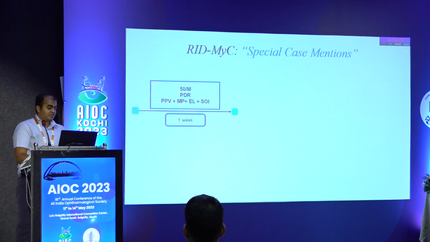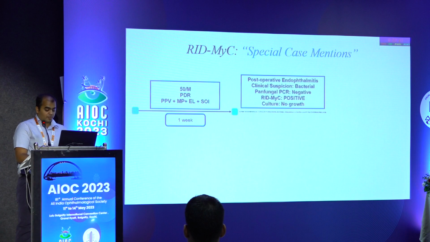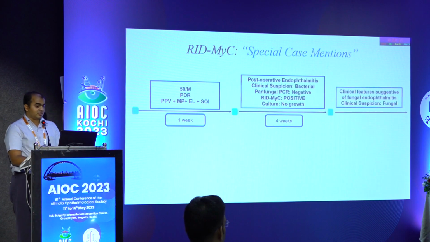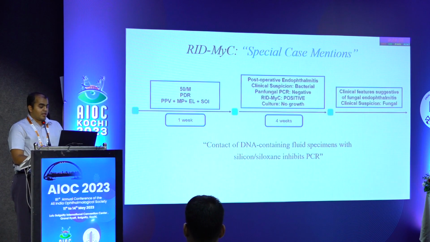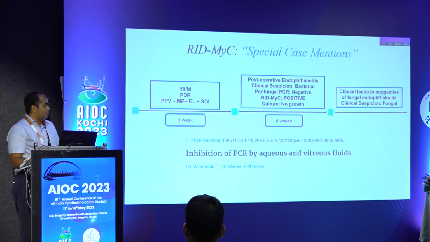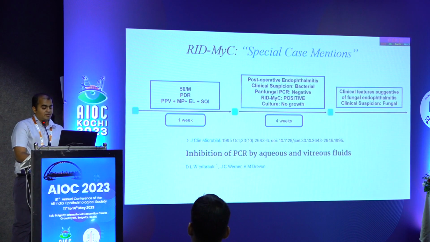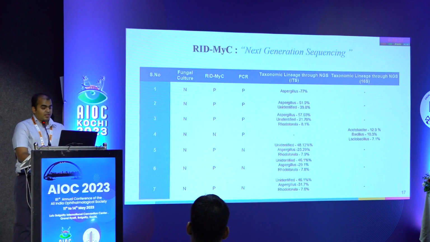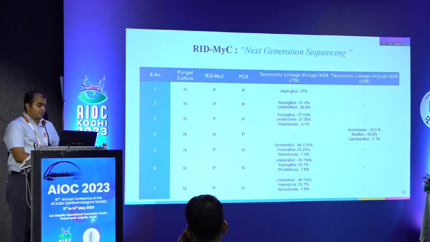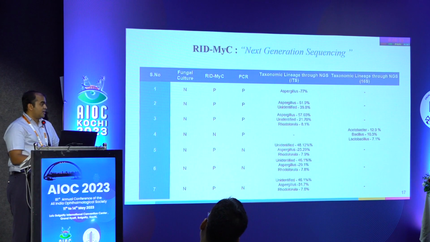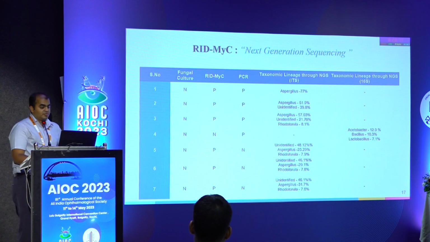This is another very interesting case. One week after PPV, the patient develops endophthalmitis. Clinically, because it's acute, it is considered bacterial. Pan-fungal PCR was negative. RIDMIC, however, was positive. This patient is also important to remember: PCR is susceptible to intrinsic inhibitors present in aqueous and vitreous, while RIDMIC is not, the chemistry being different. So again, this is the clinching evidence: we did NGS on these discordant samples, and there was 100% concordance between RIDMIC and the NGS data.